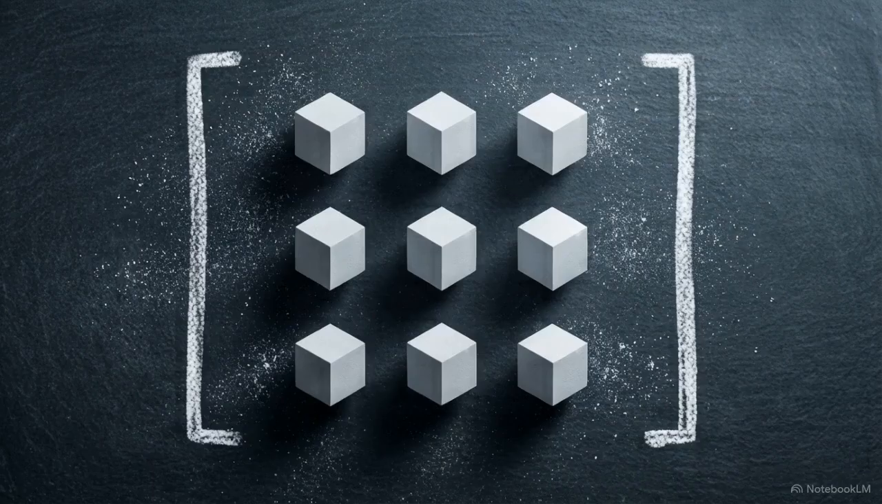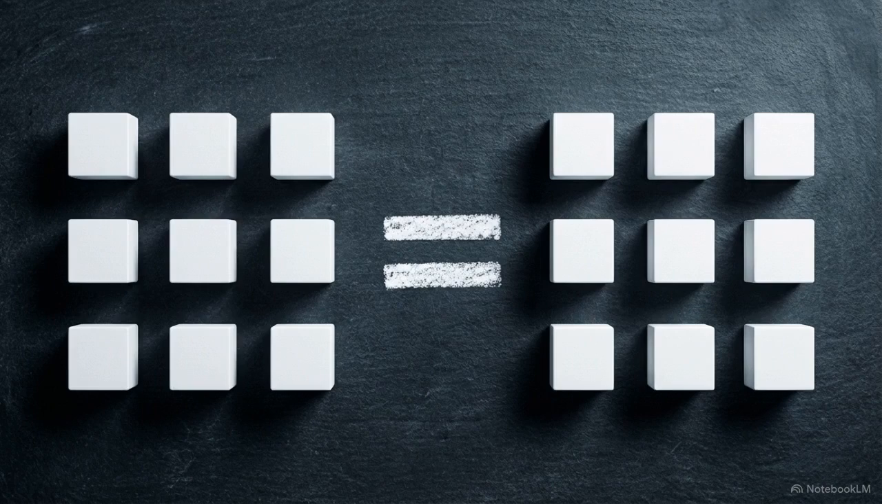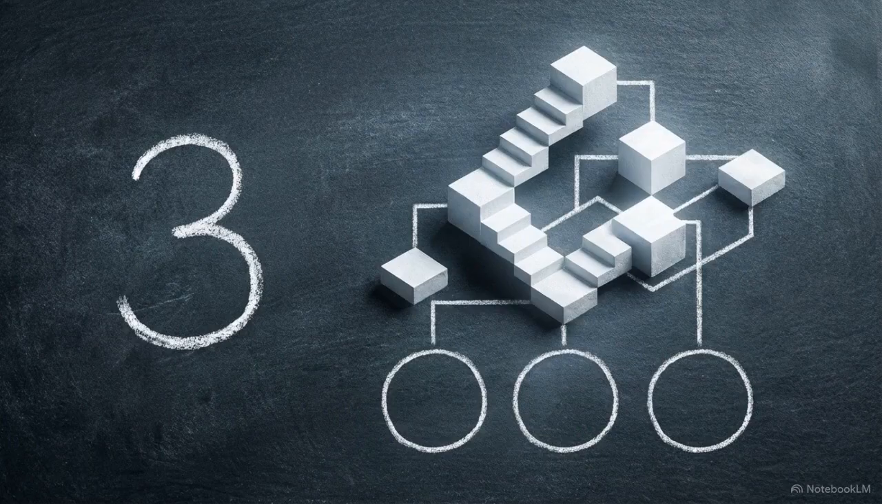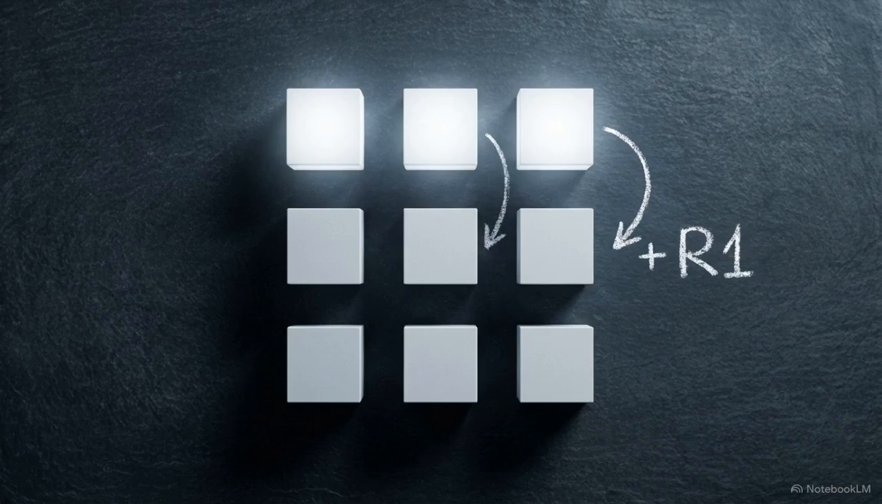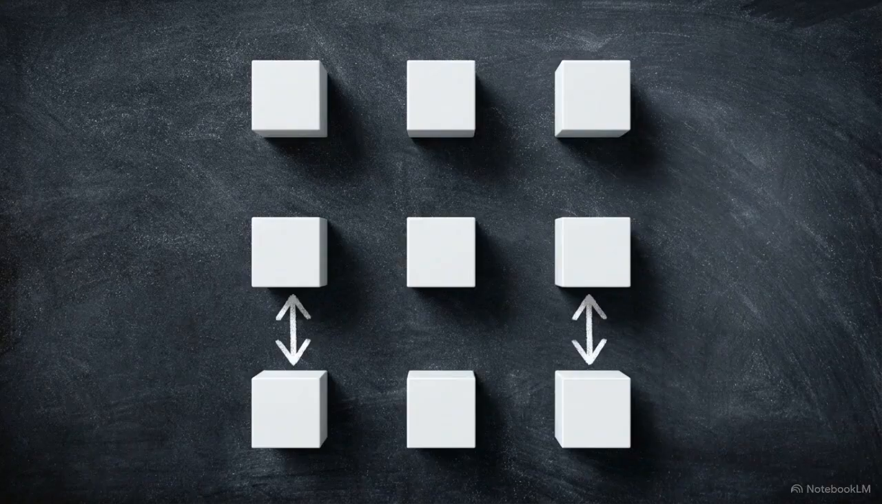So, the data is locked in a matrix. How do we actually alter it without breaking that rule of equivalency? We use 3 specific moves, known as elementary row operations: multiply a row by a scalar, add a multiple to another row, or simply swap 2 rows.